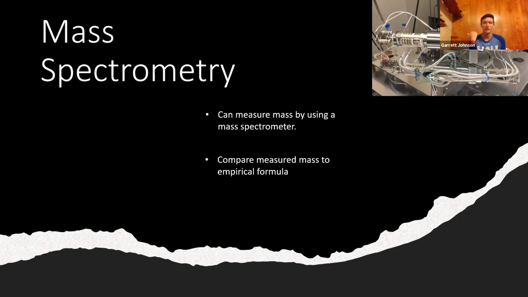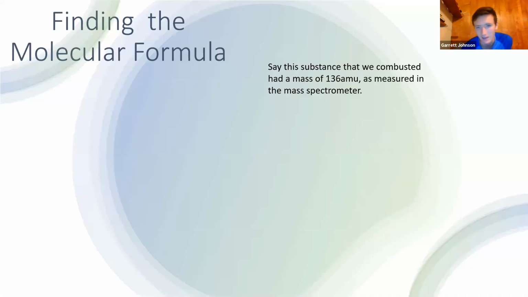So if you combine this empirical formula that you found along with this new molecular mass, great. Measure, compare, and you can find the molecular formula. Okay, finding the molecular formula. Let's say that this substance that we combusted had a mass of 136 AMU, as measured in the mass spectrometer.